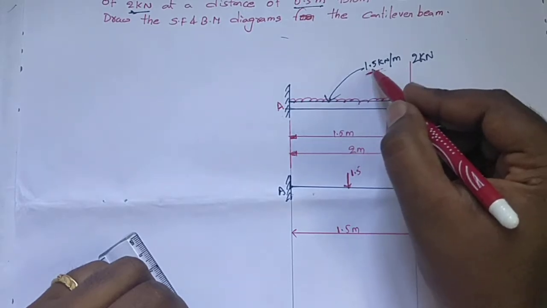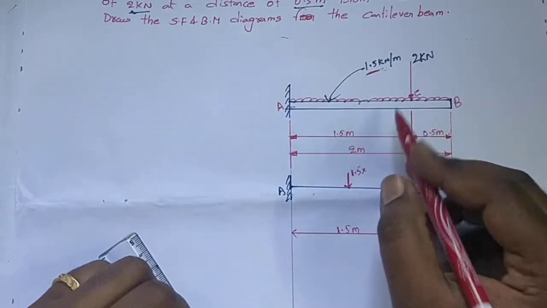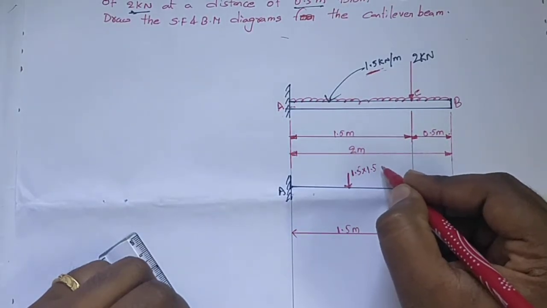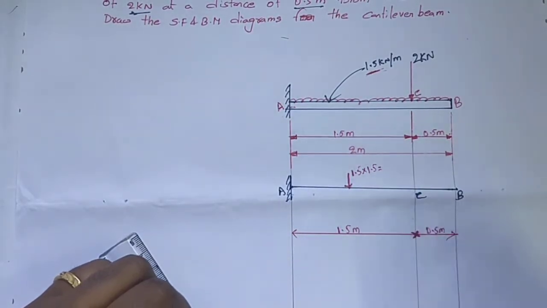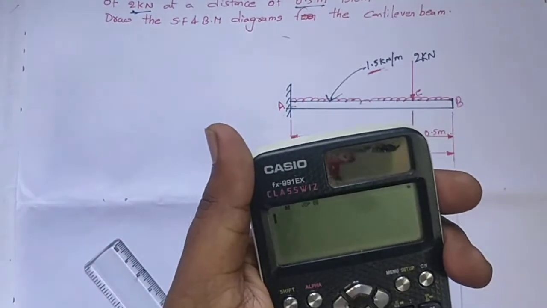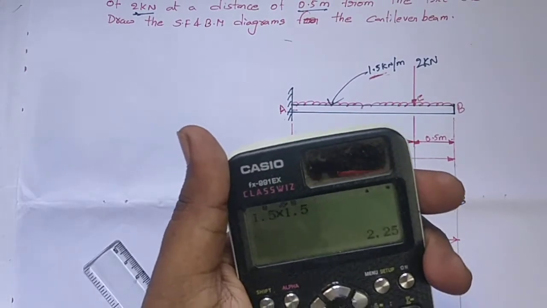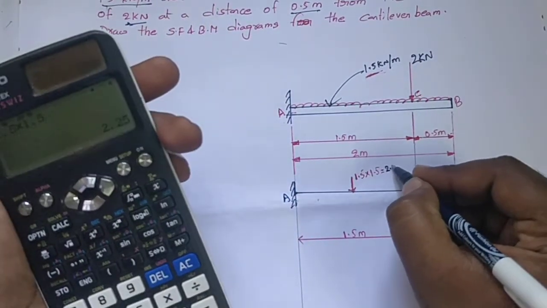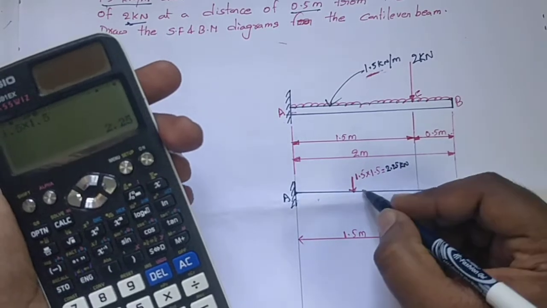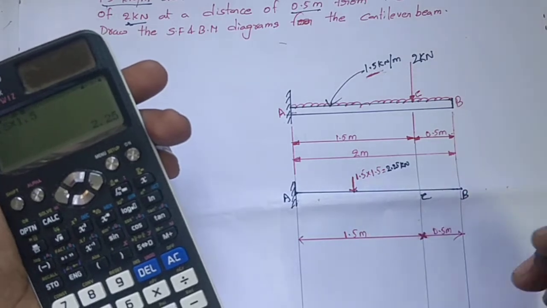I have to multiply the load 1.5 by the distance. How much the load is acting from A to C is 1.5. Therefore the final load is 1.5 into 1.5, and the value is 2.25 kilonewtons. It is the converted load, so that we can calculate the shear force and bending moment values at this point.